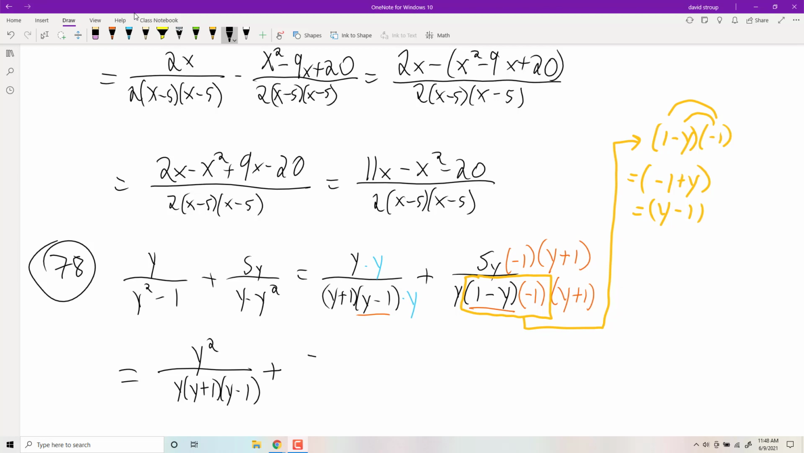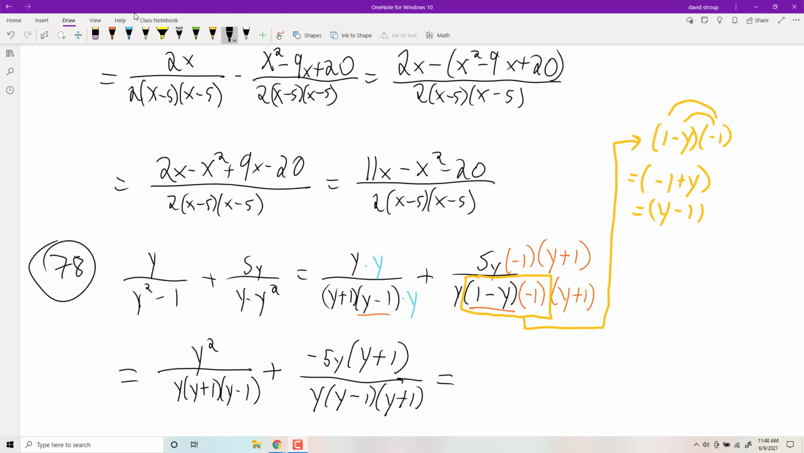So what do I have? 5y times negative 1, and the numerator is negative 5y, and then I have the y plus 1. And in the denominator, I'll have y times the y minus 1 times the y plus 1. Once you've done that, you can officially combine the numerators over the common denominator.